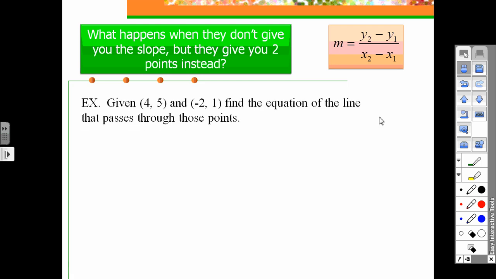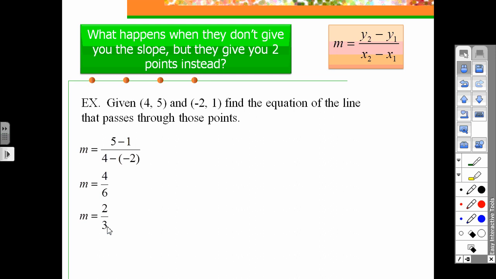So let's take a look at an example. Given these 2 points, find the equation of the line that passes through them. So the first step we're going to do is actually calculate out the slope. So we're going to take 5 minus 1 and divide it by 4 minus a negative 2. And so we end up getting 4 over 6, which reduces to 2/3.